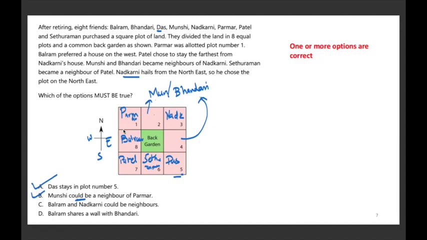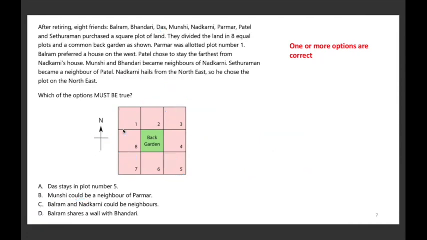Balram and Nadkarni could be neighbors. Balram is here, Nadkarni is here. So no, they cannot be neighbors. Balram shares a wall with Bhandari, which can be here or here, which he does not. So D is also wrong. So only options A and B are correct here. Okay. We'll move to the next one.